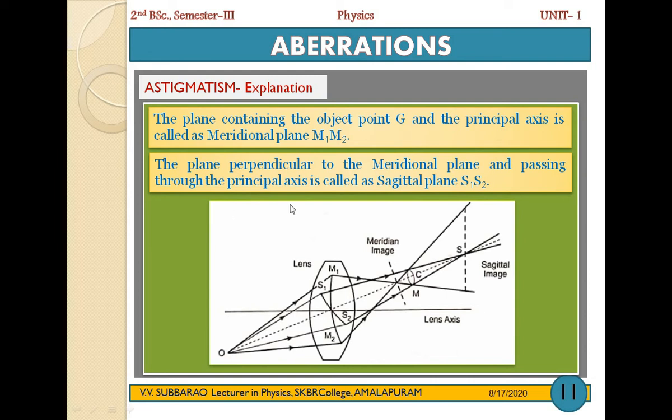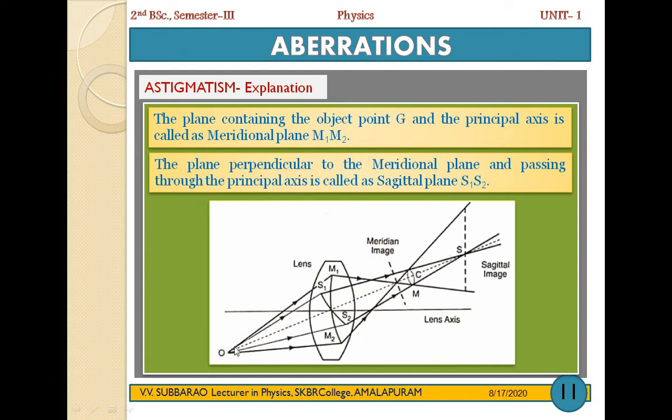Now coming to the second plane, that is the sagittal plane, S1, S2. The plane perpendicular to the meridional plane and passing through the principal axis is called the sagittal plane. S1, S2 is a plane that is perpendicular to M1, M2 and passing through the principal axis.